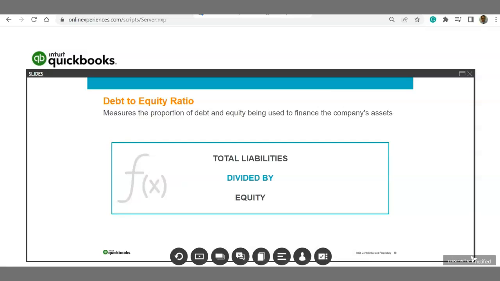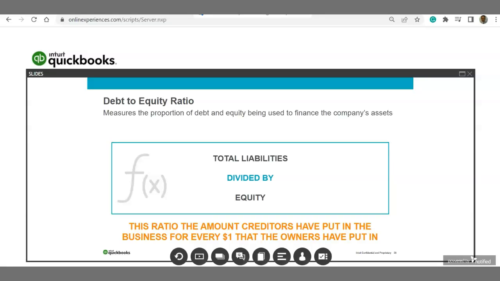First up, we've got the debt to equity ratio, and that is calculated as total liabilities divided by total equity. So we're taking it to the balance sheet, the bottom half of the balance sheet. Grab total liabilities, not total current liabilities, but total liabilities, divided by total equity. The debt to equity ratio measures the proportion of debt and equity being used to finance the company's assets. So remember, a company can finance its assets with either debt or equity, and this ratio measures that.